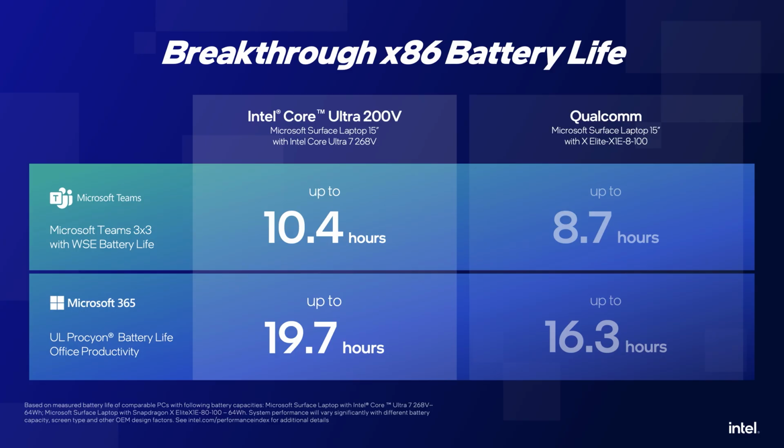So when you look at the battery life, we wanted to do a very even compare between two systems. So we took a Microsoft Surface laptop, one of which has a 268V processor in it, which is based on Lunar Lake, and the other has a Qualcomm X Elite platform on it. And when you run the Microsoft Teams 3x3 benchmark, which basically tests how long your battery life will last while you're doing Teams calls, our platform from Intel delivers 10.4 hours of battery life, whereas the competitive system delivers 8.7 hours of battery life.